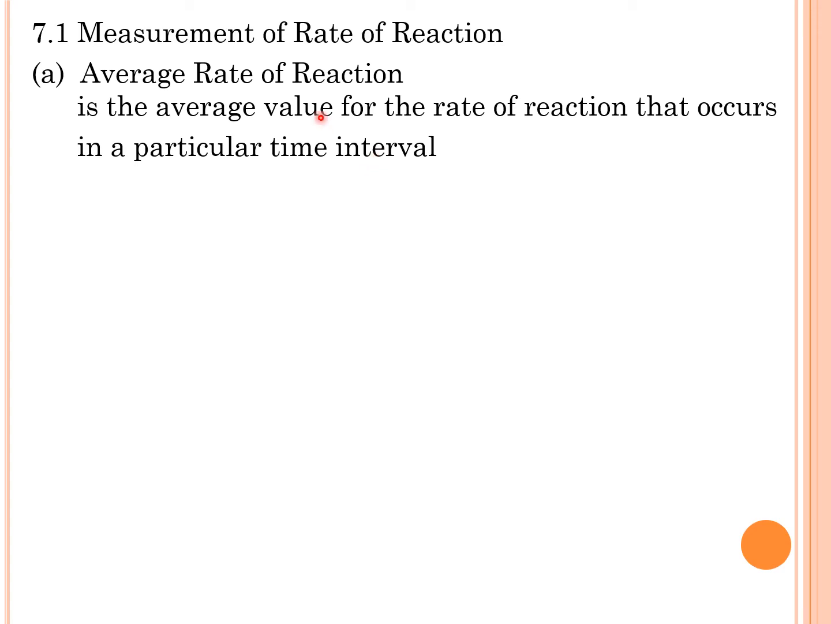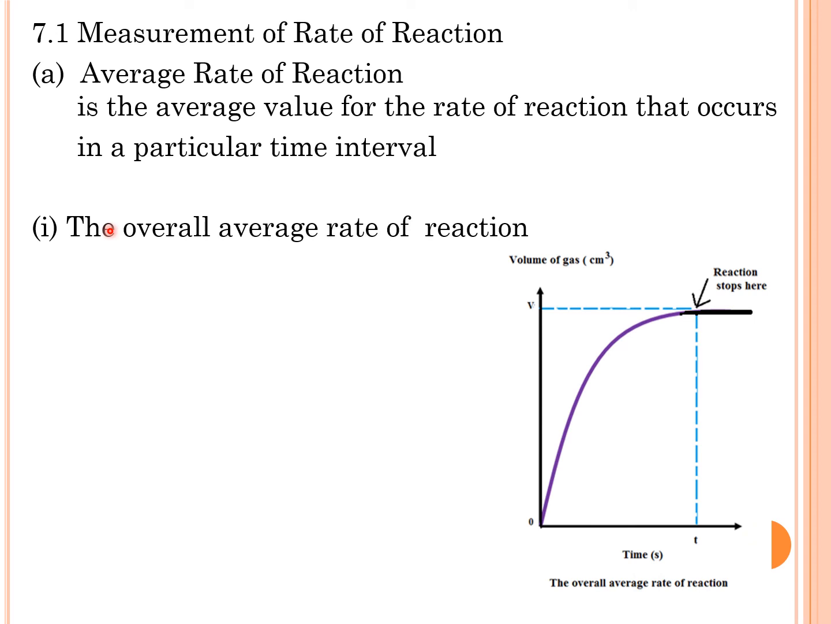Okay, so first kali kita tengok average. Average ialah purata. Ada 3 jenis average yang akan diajar ataupun digunakan biasanya dalam exam. So dalam handout ni ada 3 jenis. The first one is overall average rate of reaction. Okay. Saya nak awak highlightkan perkataan average and overall. Ini jenisnya average rate of reaction but overall. Overall ialah keseluruhan.